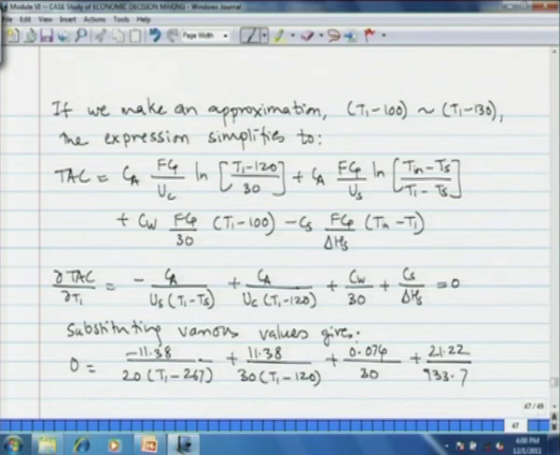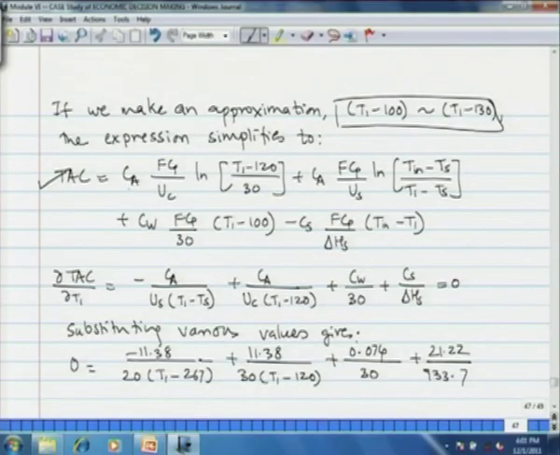Now, here we make a small approximation: we assume that T1 minus 100 is more or less the same as T1 minus 130. This is possible if the T1 value is sufficiently high. Of course, this is an approximation to make the objective function simpler, and with that approximation the modified objective function is Ca into F Cp divided by Uc. The intermediate bracket is now gone, ln of (T1 minus 120) divided by 30, and so on. Now we take the partial derivative and obtain an expression: minus Ca by Us into (T1 minus Ts) plus Ca divided by Uc into (T1 minus 120) plus Cw divided by 30 plus Cs divided by delta Hs.